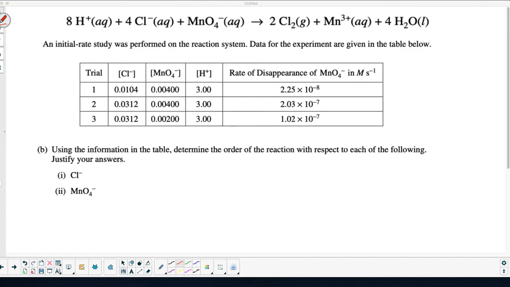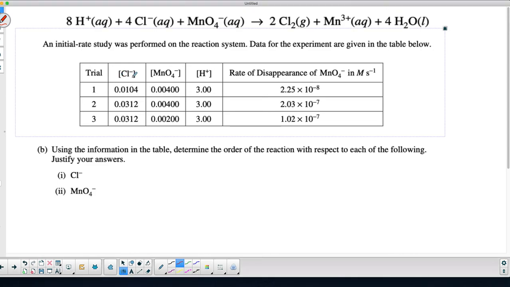All right, class, this is part B. So it says the initial rate study was performed on the reaction system. Data for the experiments are given below in the table. So here I have my trials for the experiment. I have the concentration of the Cl minus, I have the concentration of the MnO4 minus, the permanganate, and obviously the acid.